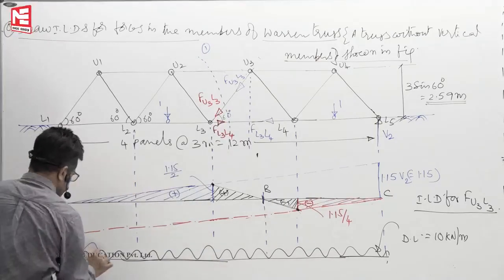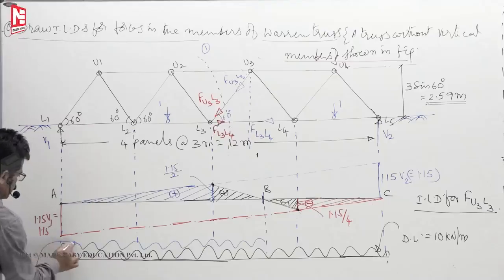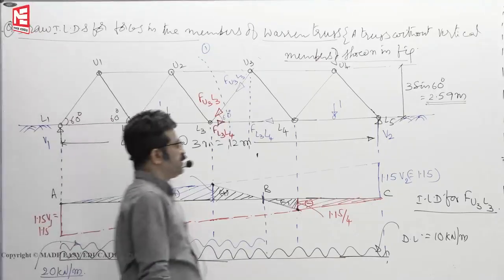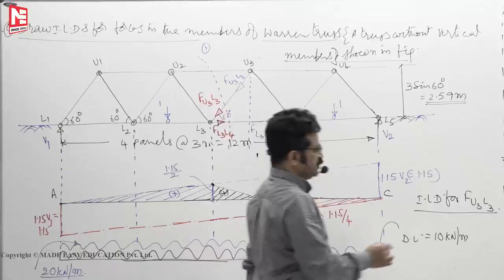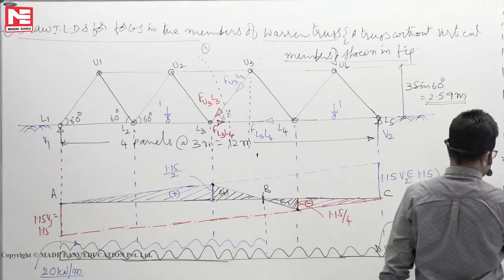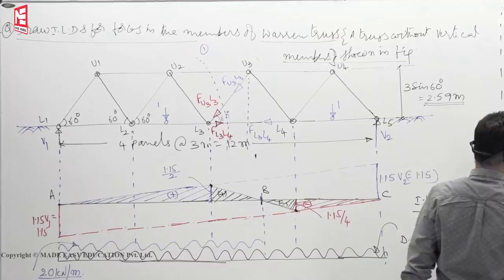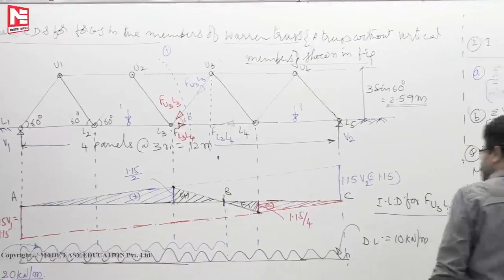like this. This value is now 20 kilonewtons per meter. So that means you should know where B is. That means from similar triangles you will get the location of B. From similar triangles.